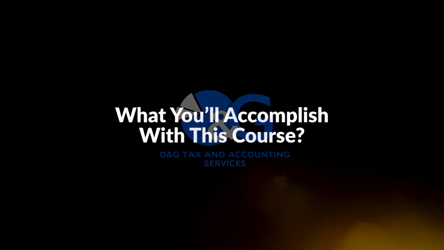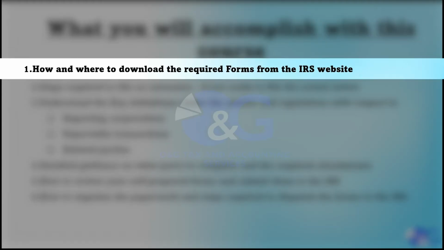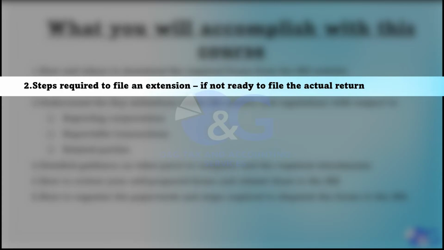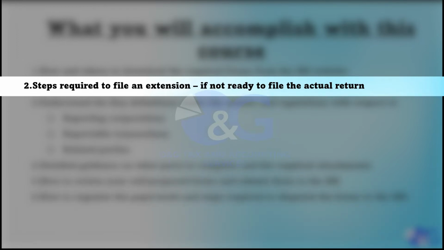Now let's look at what you will accomplish with this course. This course is going to help you to learn how and where to download the required forms from the IRS website. It's also going to show you the steps that are required to file an extension. These forms are due on April 15 each year, and some taxpayers may not be ready to file these forms by April 15. So the IRS gives you a method or a procedure where you can file an extension. So you get a 6-month extension.